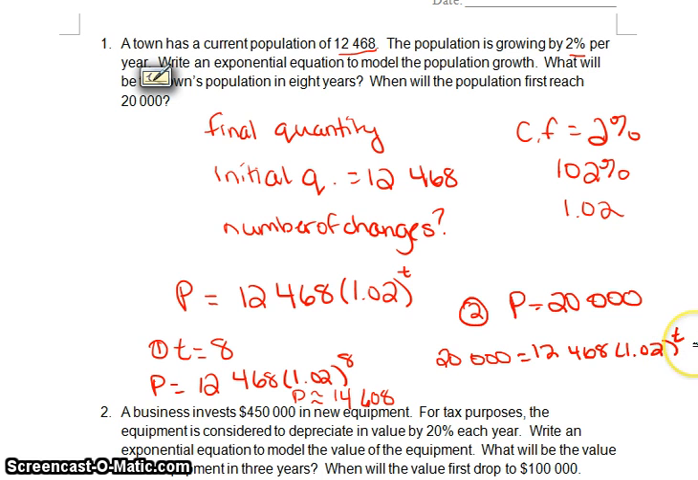So from here, the only variable that we have is t, so we want to isolate t. So first what we're going to do is divide both sides by 12,468, so we can get this term by itself. So we have 20,000 divided by 12,468 is equal to 1.02 to the power of t.